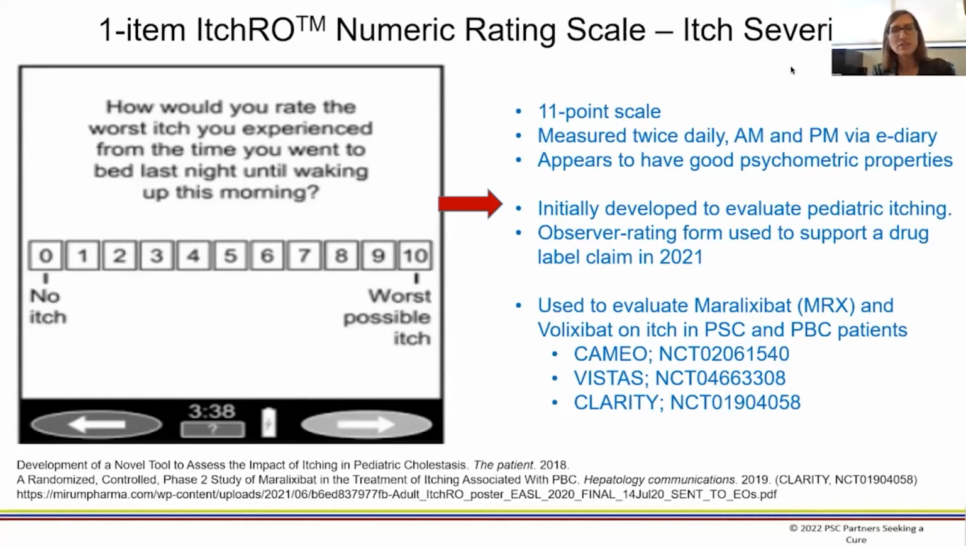I think it was initially developed to evaluate pediatric itching. And there is an observer rating form that's completed by caregivers for pediatric itching. This was used to support a drug label claim in 2021 for a specific drug for pediatric itch. This measure is now an adult itch PRO. It's been used in 2 drug studies for itch in PSC and PBC patients, and I've listed the 3 studies here.